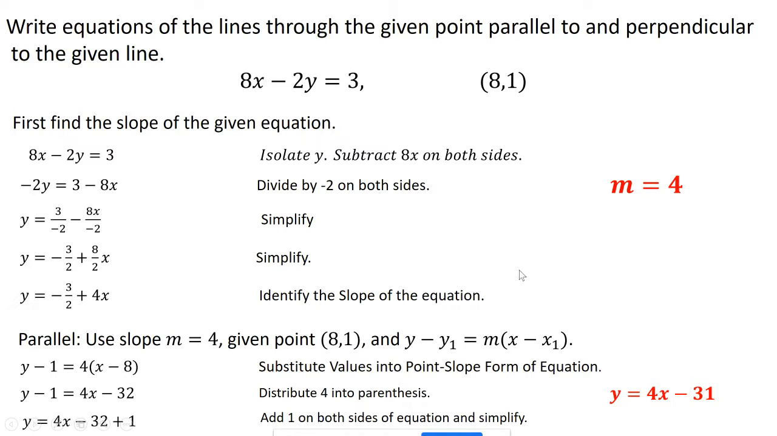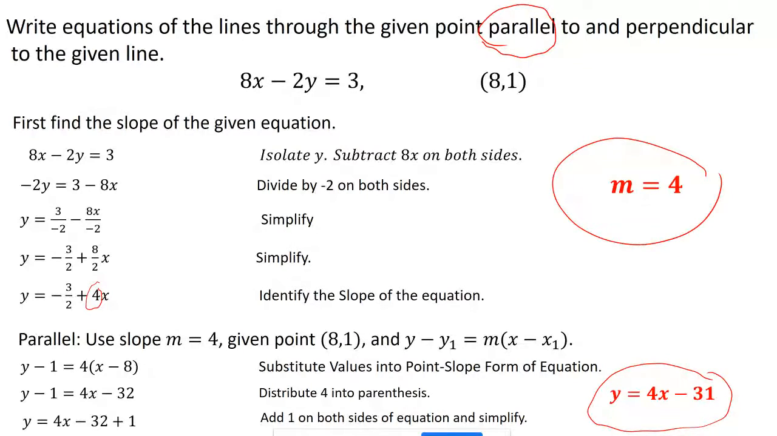So my equation that is parallel to the given line is going to be y equals 4x minus 31. Okay, so that's going to be the parallel. Now the important thing here is that since it gives us the word parallel, that tells us that we need to use the same slope that we found for the given equation. And that's why we use m equals 4.